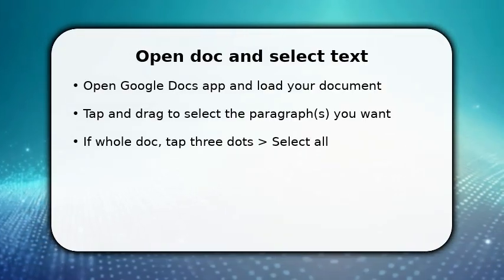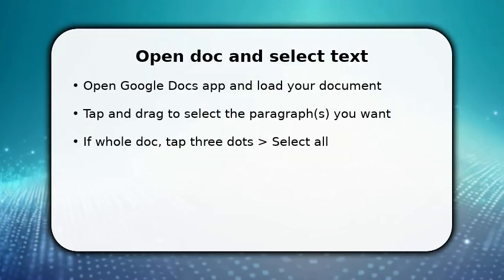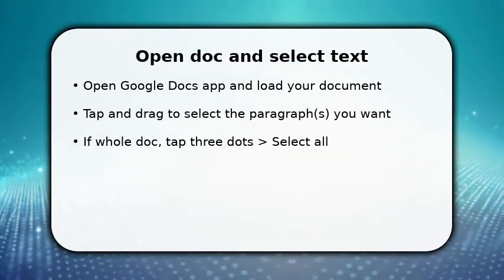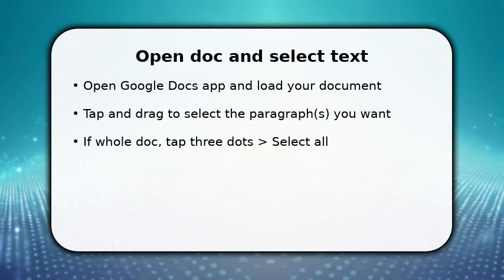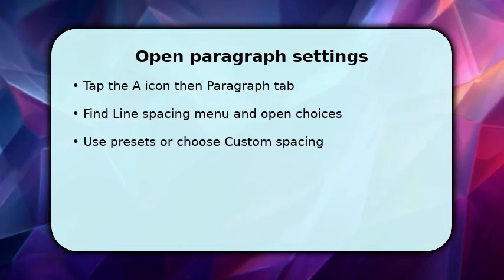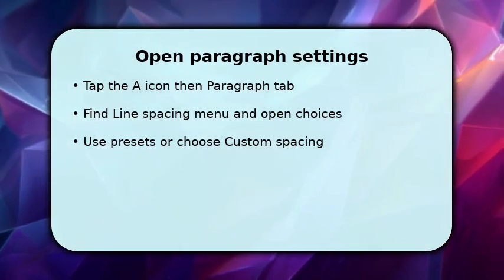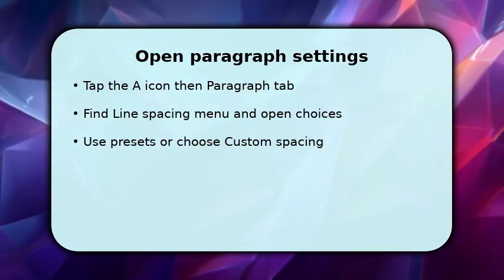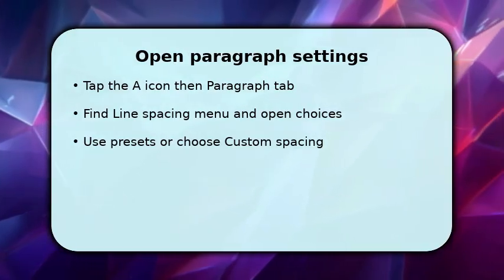If you want a global change, you select All from the menu. Otherwise, proceed to Line Spacing Controls, visible under Paragraph Settings. Once the paragraph controls are open, locate line spacing in that panel. This is where you adjust the visual rhythm of your text.